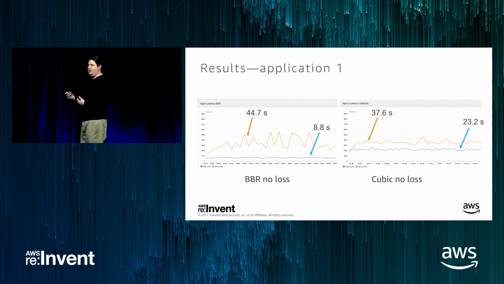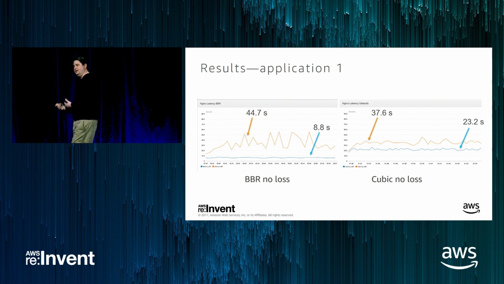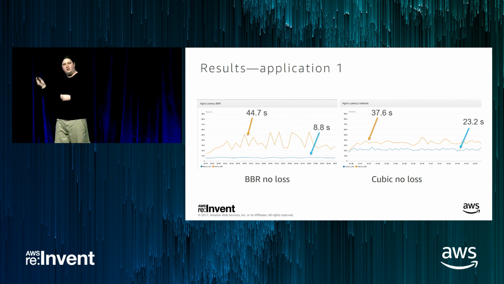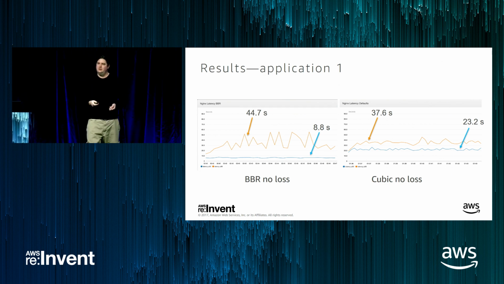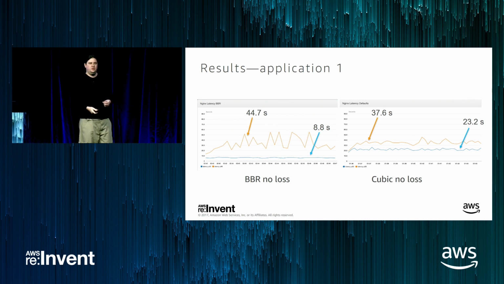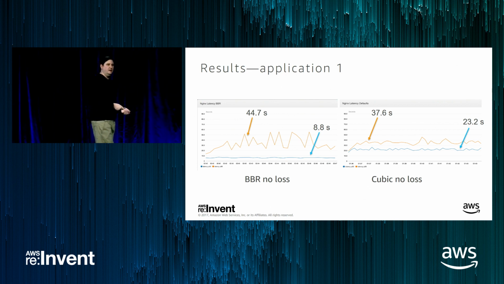So this is what I want you guys to take away from this presentation. Not that you should go use BBR, but start looking at what happens when you change these. What happens at different percentiles? Don't assume one number is going to summarize everything about a performance benchmark.